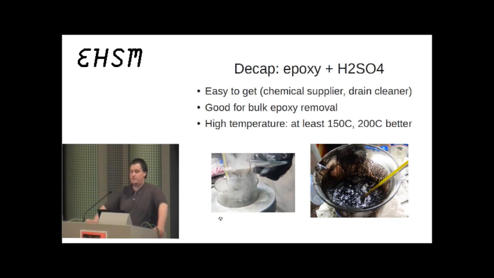Some of the disadvantages, though, of course, is sulfuric acid is especially corrosive to human skin. I know because I have a scar on my right hand, not from the chip work, but from some other chemistry stuff. And you need a fairly high temperature, whereas nitric, you might be lower, somewhere in the, let's say, 70 to 90 centigrade range. The sulfuric, you need at the very least 150, 200 centigrade is probably better.